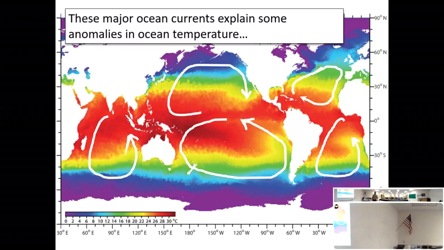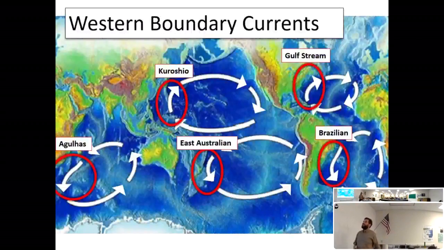All right, so those major ocean currents explain some of the weird temperature anomalies in the ocean. Because notice, look, off the coast of like New York, wouldn't you expect the water to be colder than off the coast of California, right? But look, that's yellow right there, and right there it's blue. Right off the coast of Southern California, okay? So that's created by the currents, by the gyres, okay?